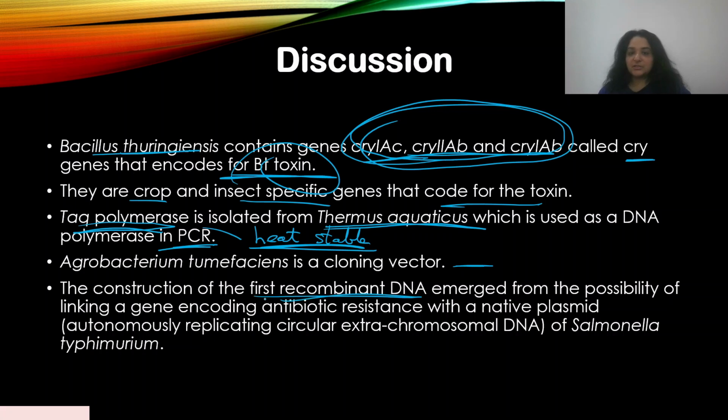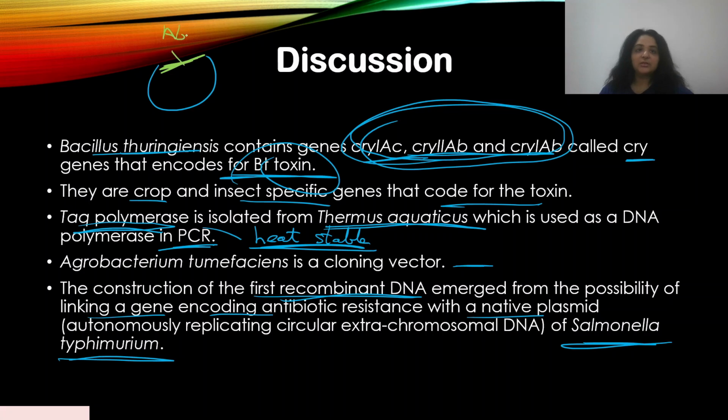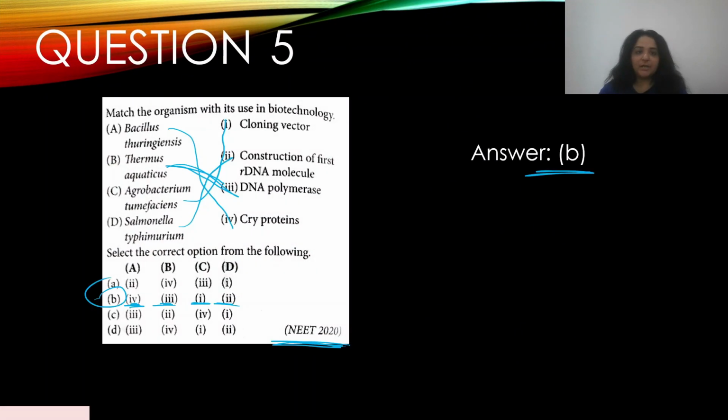And of course, the construction of the first rDNA emerged from the possibility of linking a gene coding antibiotic resistance with a native plasmid, okay, of Salmonella typhimurium. So that was the first rDNA molecule constructed from Salmonella. Okay, so a plasmid was removed from Salmonella and it was linked with an antibiotic resistant gene. Okay, so this is your antibiotic resistant gene and this is the plasmid from Salmonella. All right, so that was the first rDNA molecule. This particular information is there in NCERT, so you can't miss it. All right, and this appeared in, of course, NEET 2020, so it's a pretty recent question. All right, I think we've answered the question. Yeah, we can move on.